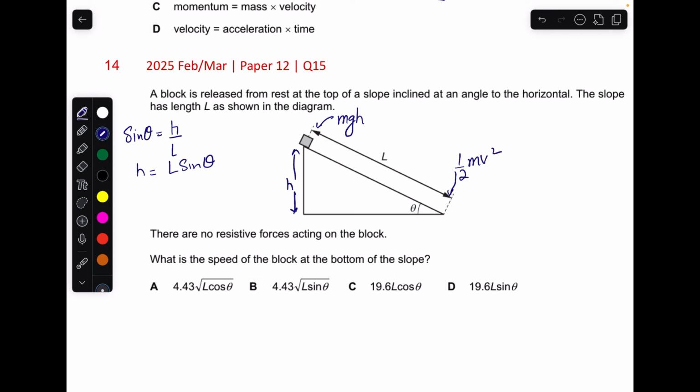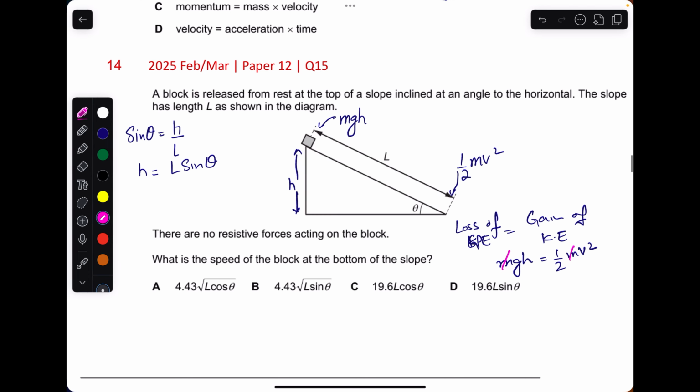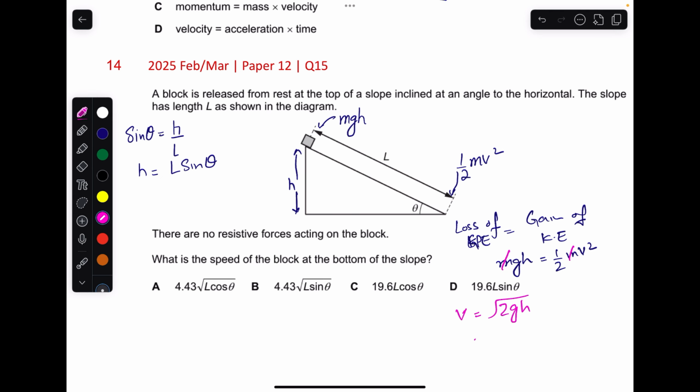Okay, so we know loss of potential energy, GPE, is gain of kinetic energy. This is mgh, and that is equal to half mv square. This m and m cancel out, and you have to find v, so v will be equal to square root of 2gh, and we can put the value of h here. 2gh is equal to 2g L sine theta.